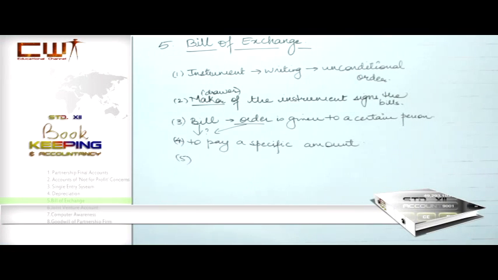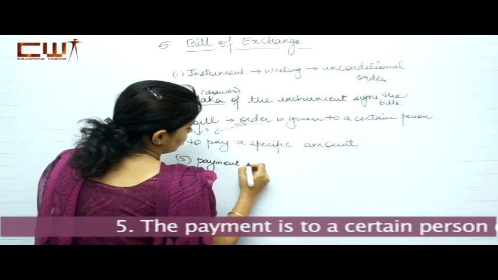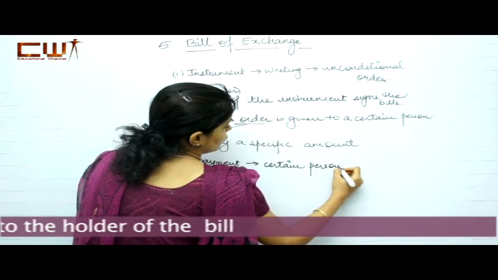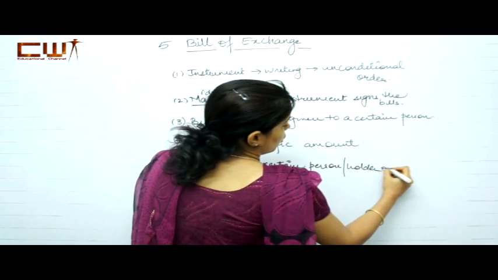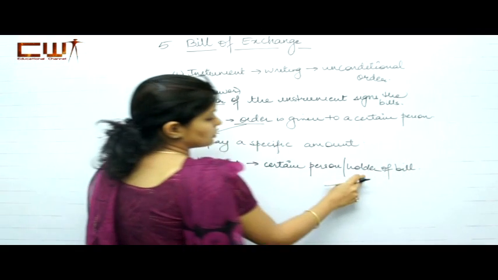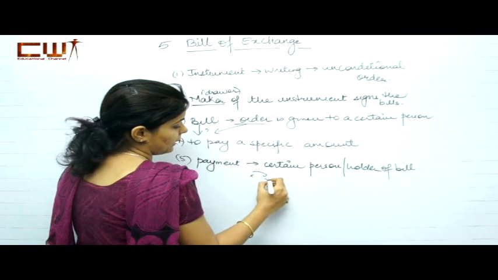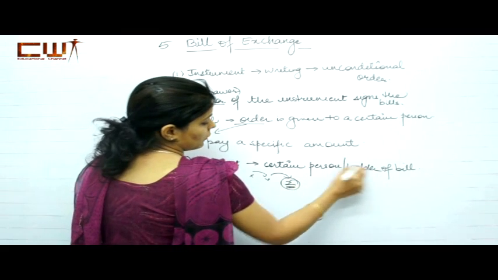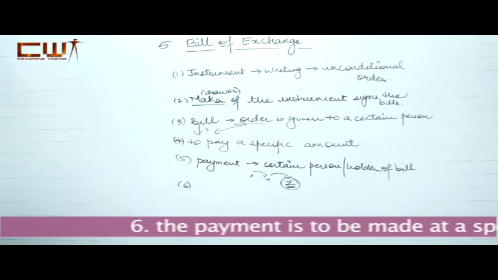Next is that the payment is to be made to a certain person or to the holder of the instrument. Now what will be done? Payment will be made. Payment will be made to whom? To a certain person, or you can say the holder of the bill. Who is the holder of the bill? Holder of the bill means the person who is holding the bill on the date of maturity. Like if X has given it to Y, and Y has given the bill to Z, then on the due date Z holds it. So the holder of the bill will be Mr. Z.